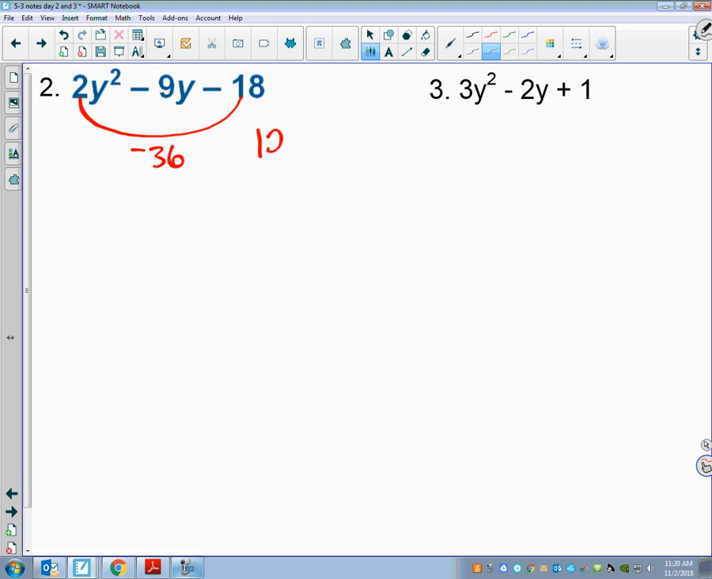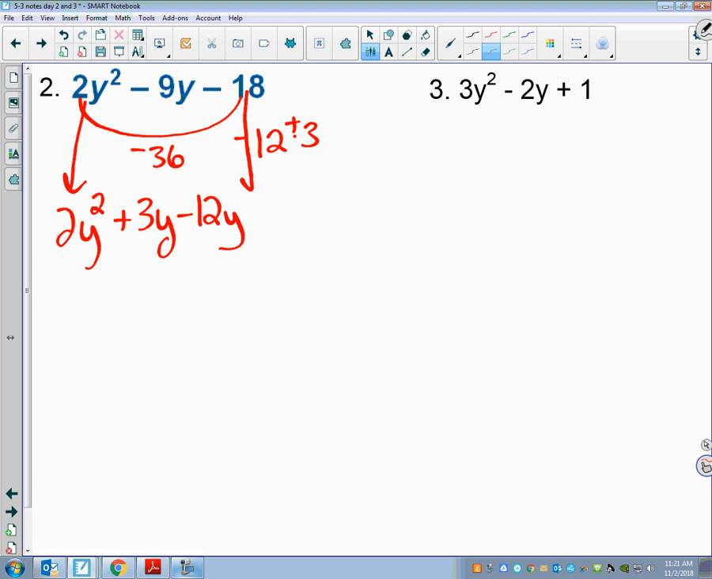What, 12 and 3? 12 times 3 is 36. And I want a -9, so that would be -12 and +3. It also doesn't matter which order you do this in. I'm going to do it a certain way on purpose this time. So I'm going to say plus 3y minus 12y. I left the 2y. And I'm going to bring down the -18. And I grouped it this way on purpose to show you what happens with the negatives.